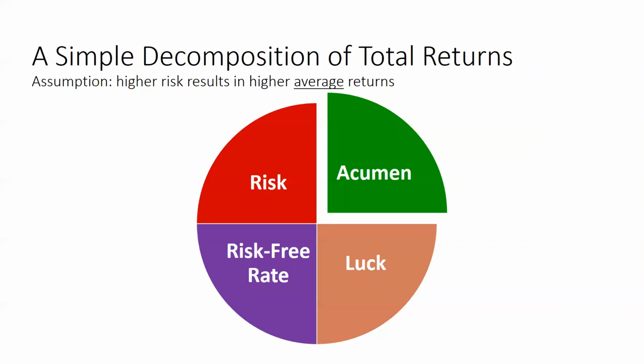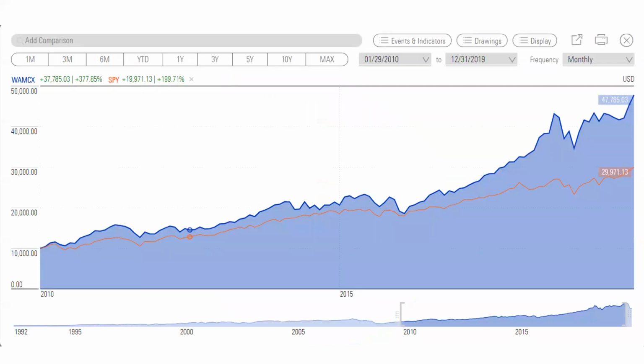There could be elements of acumen. There could be elements of luck. Again, this isn't to scale. I'm just saying this is how we could think about decomposing the total returns to an actively managed portfolio.